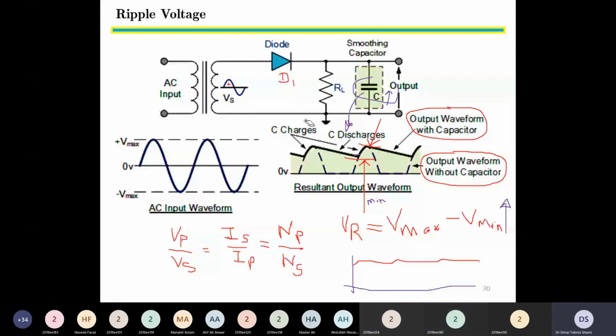Now this was the concept of using capacitors in parallel with RL. So I would like all the students to read the ripple voltage from the textbook, and in the next lecture inshallah we will cover ripple voltage reduction for full bridge circuits and standard transformers. So we will now finish over here.